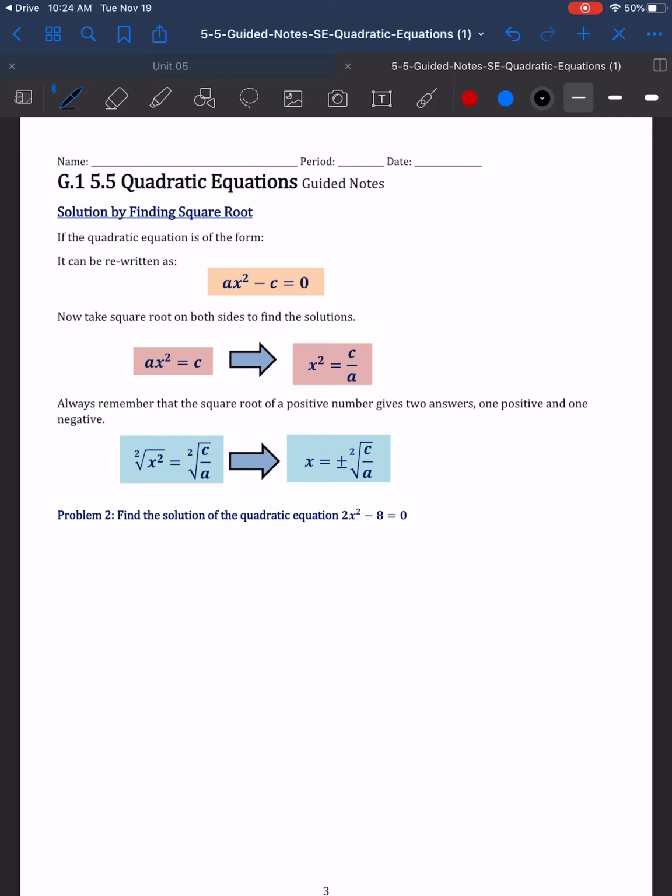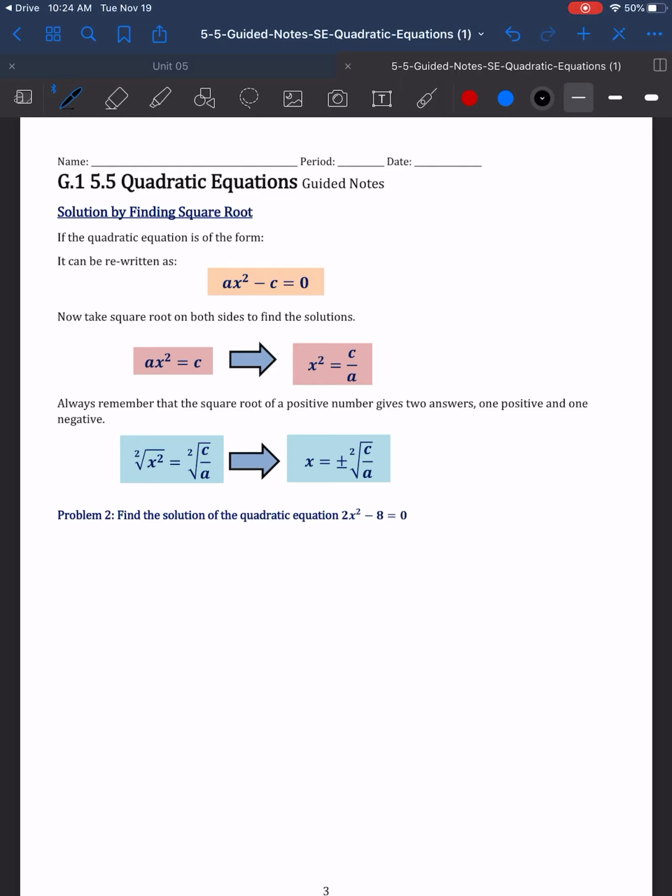Another way we're going to find solutions is by taking square roots. So if I don't have a linear term, and I have just a quadratic and a constant term, I can set it equal to that constant term. And then if there is an a, divide it and then take the square root. And when you take a square root, remember you have to do plus or minus.